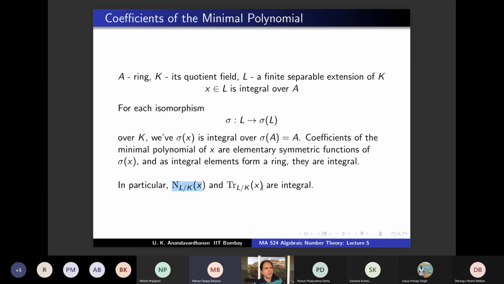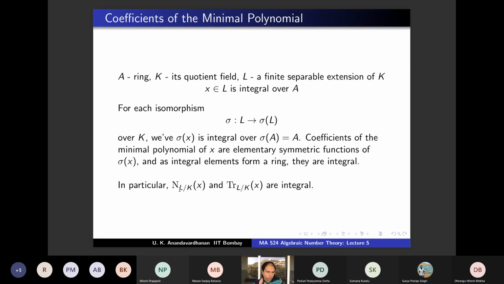Not the constant term, maybe minus 1 power n times the constant term. Minus 1 power n minus 1 times the constant term. Yeah, but norm is just the product. So minus 1 power n minus 1 times the norm is the constant term. Okay, and minus of trace is the second term.